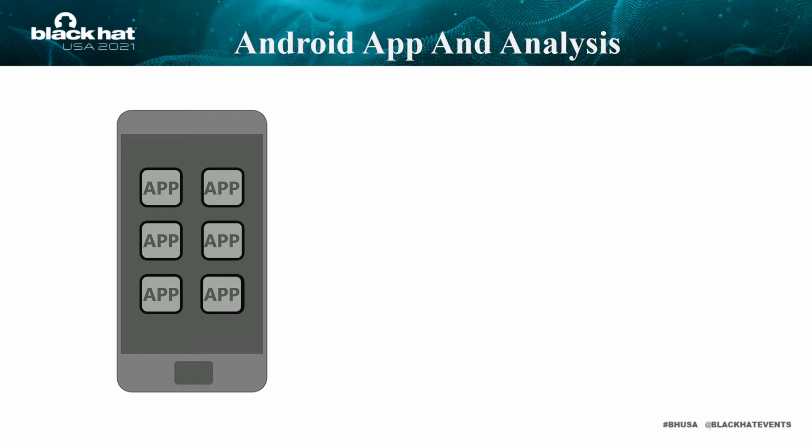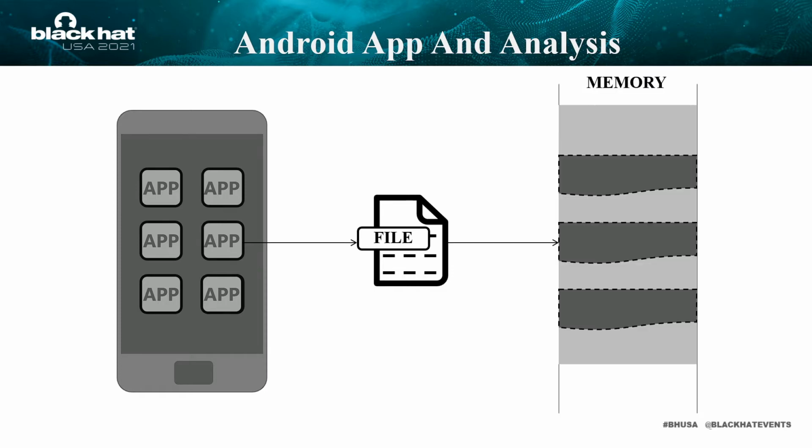There are two main ways to analyze a mobile app. First, you can analyze the app if it exists as a file. In general, in Android, bytecode can be converted back to the original Java source code using open source tools such as Dex2jar. Another way is to analyze the app while the file is executed and loaded in memory. There is a dynamic analysis tool called Frida that can analyze the app during runtime.